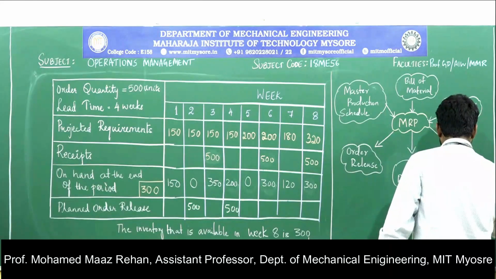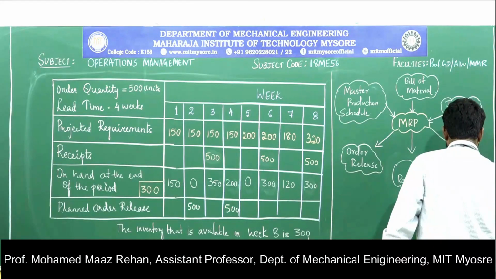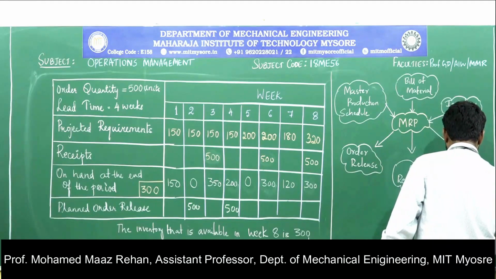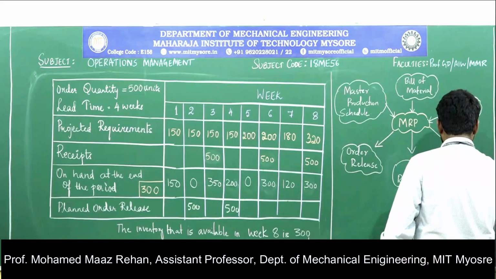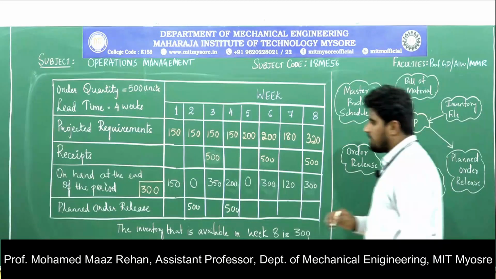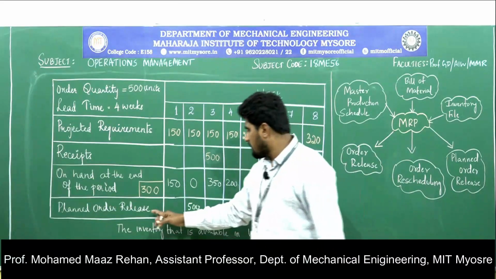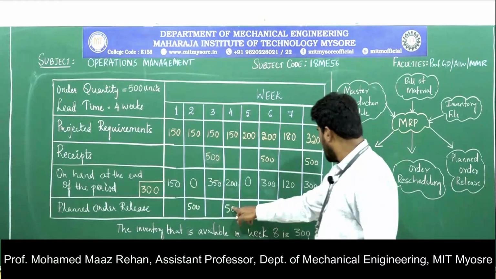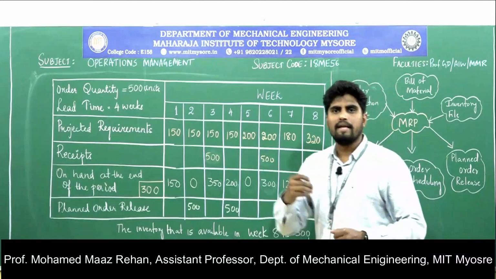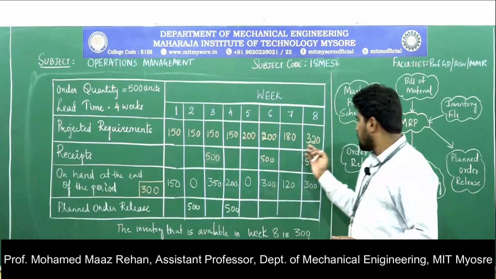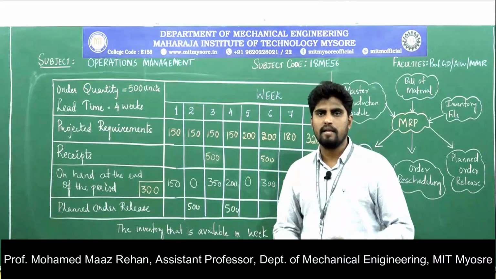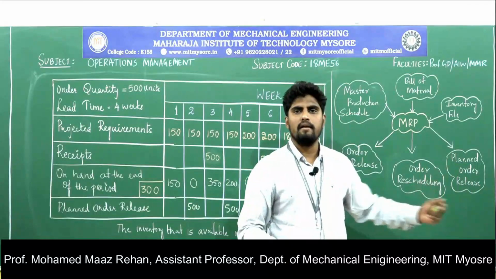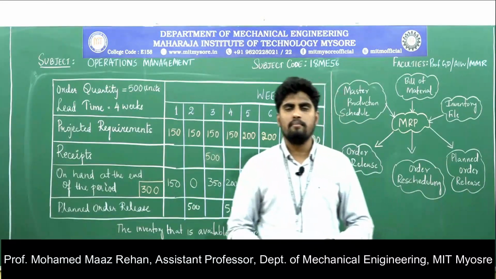planned order release. So what is this planned order release? Here you can see in the planned order release what we have done. In the 4th week, we have placed an order in order to realize in the 8th week. So well in advance, we plan in order to realize the number of units that is required. That is planned order release. You plan well in advance in order to realize so many quantities.